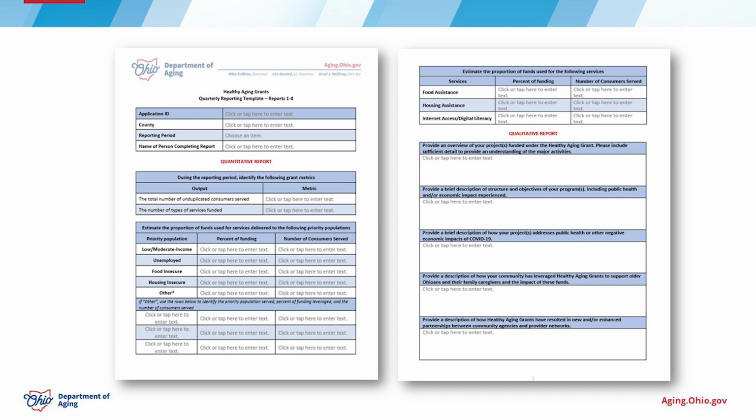This screenshot's an example of what the program template looks like. This quarterly reporting template was provided as part of our grant application and as part of your grant agreement. We also included the attachment on our webinar announcement today, and it will soon be posted to our website. If you still can't locate it, no worries. Simply reach out to us at healthyaginggrants@age.ohio.gov, and we'd be happy to assist.